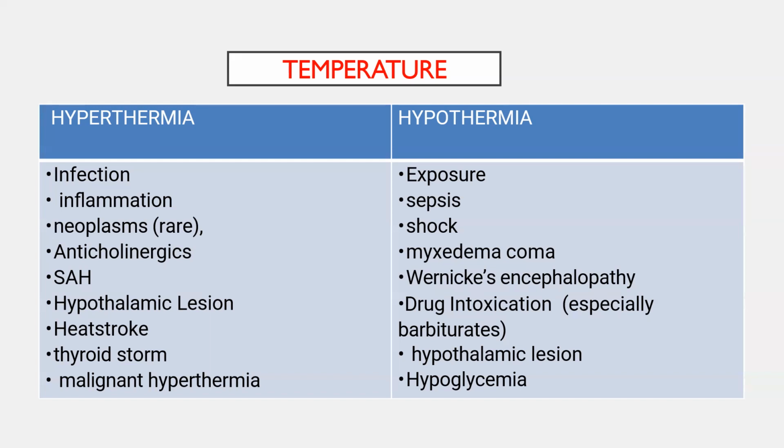And hypothermia, second one, like cold exposure, sepsis, shock, these also cause hypothermia. And other reversible causes like myxedema, Wernicke encephalopathy, barbiturate intoxication, hypothalamic lesions, hypoglycemia. The patient might present with an emergency. By identifying the temperature, you can make out the differential diagnosis.